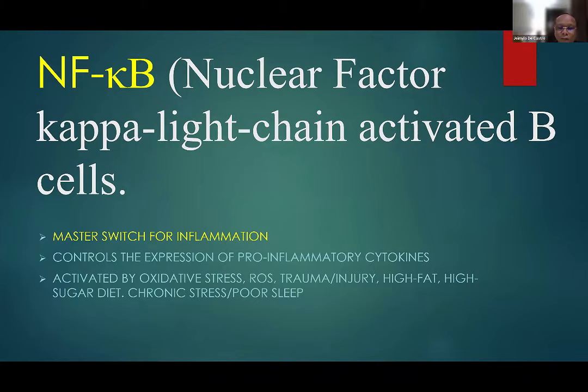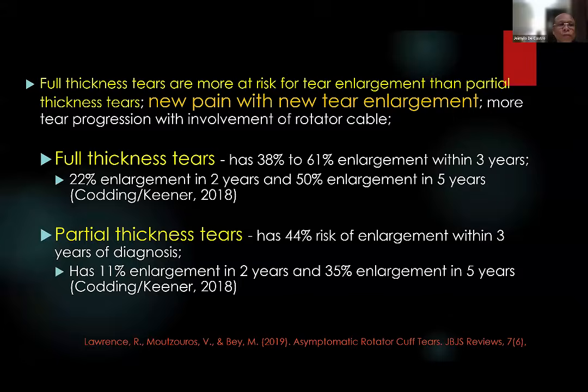which might lead to and is associated with neuropathic pain. So full thickness tears are more at risk for tear enlargement than partial thickness tears. There is always new pain with new tear enlargement. Can you imagine that? In full thickness tears, there is 38% to 61% enlargement within 3 years. And then, of course, 22% enlargement in 2 years, and enlargement in 5 years. So you can see the progression of these tears once they remain untreated.